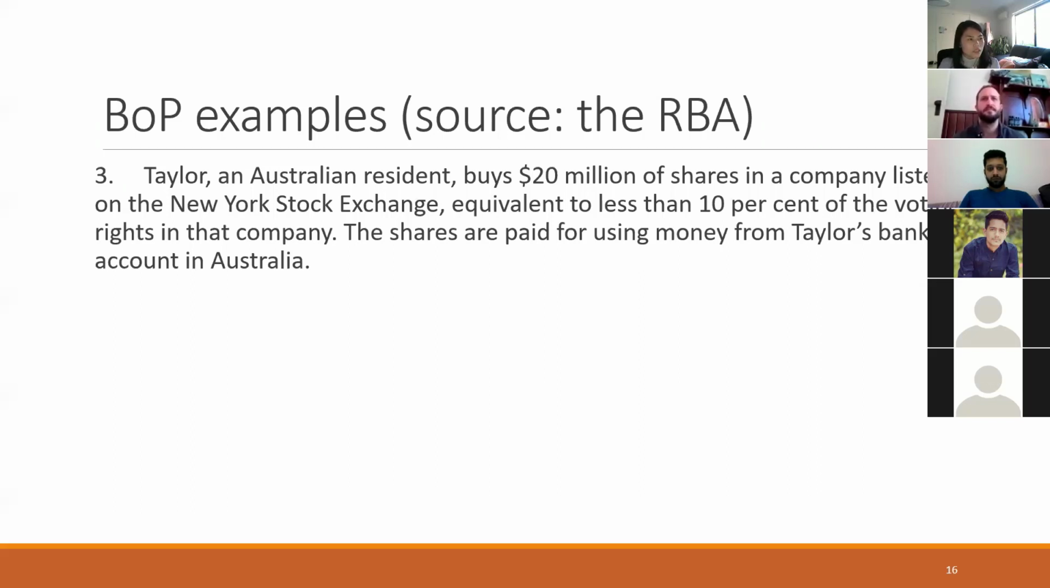So here, as an Australian citizen, Taylor buys $20 million worth of shares in a company listed on the New York Stock Exchange, okay? So in this case, I go and invest overseas, okay? Don't worry too much about these points. Let's just think about how to record the transaction first, okay? The shares are paid for using the money from Taylor's bank account in Australia, okay? So once again, I'm gonna think about two entries, a credit and a debit. And because I've got a financial transaction, this is going to go into my financial account, okay?